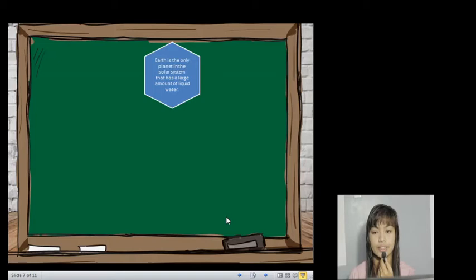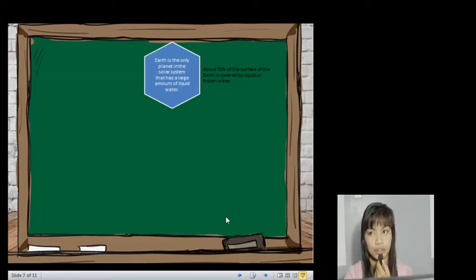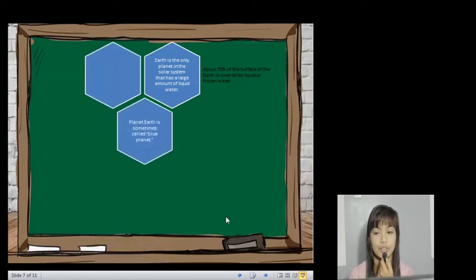Earth is the only planet in the solar system that has a large amount of liquid water. About 70% of the surface of the Earth is covered by liquid or frozen water. It's either seas, oceans, or glaciers. So Earth is composed of 70% water and 30% land. That's why the Earth is called the blue planet.